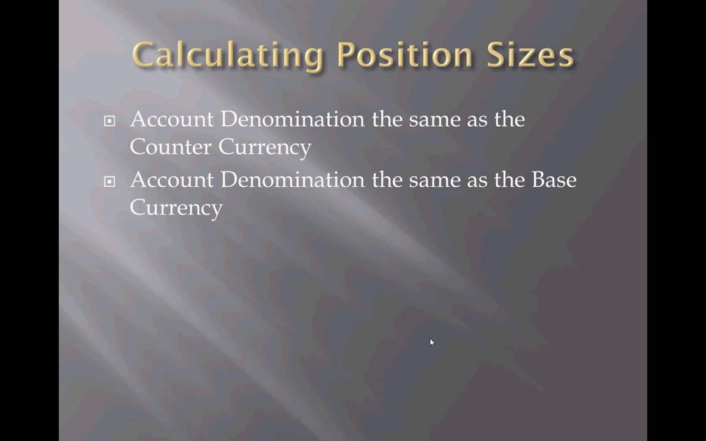Using his account balance and the percentage he wants to risk, we can calculate the dollar amount risked. $5,000 times 1%, or 0.01, equals $50. Next, we divide the amount risked by the stop to find the value per pip. $50 divided by 200 pips equals 25 US cents per pip.